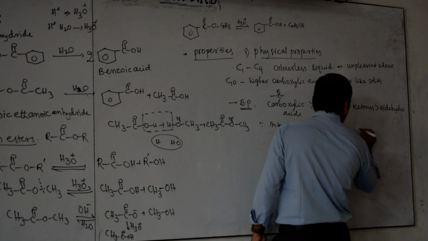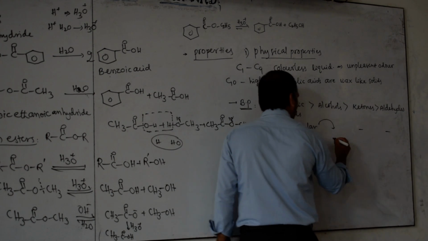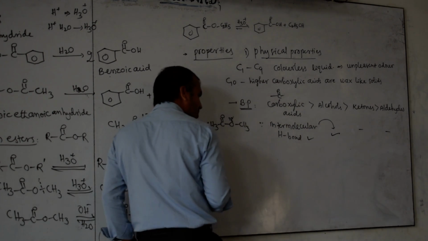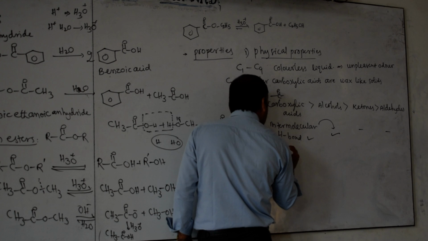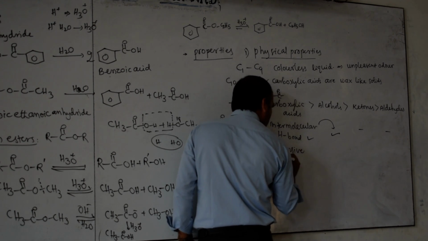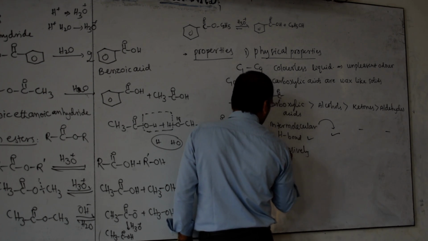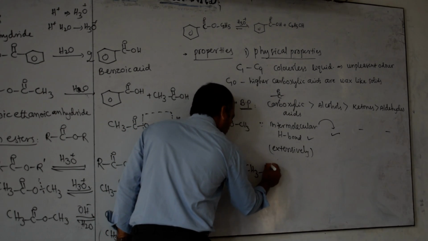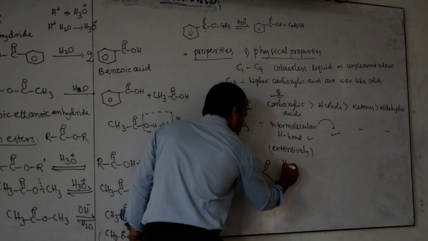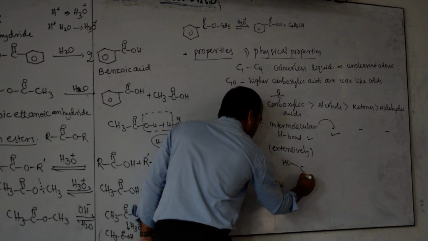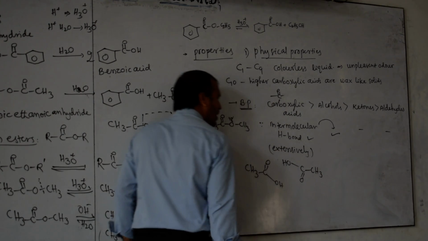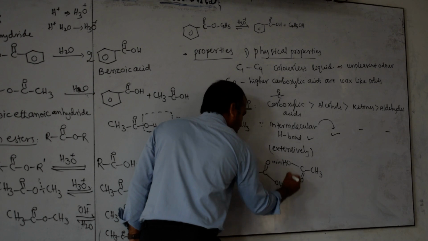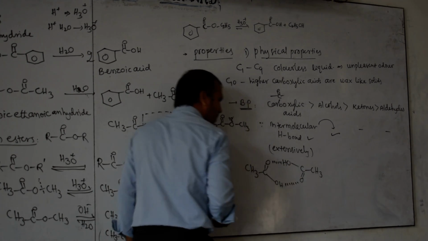Here no hydrogen bond. Here hydrogen bond is present, and here hydrogen bond is present. But which type of hydrogen bond is present here? Extensive. Extensive hydrogen bonding means like this, I will show here. CH3, C double bond O, OH, and OH, C double bond O, CH3. One example I am taking here, acetic acid. Then in between these, hydrogen bonds form.